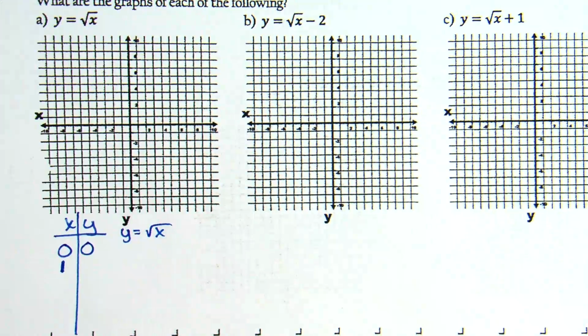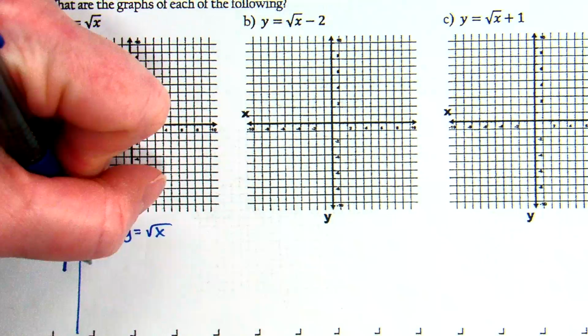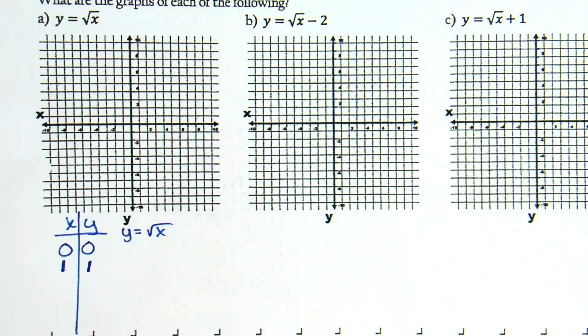I'll go with 1. What's the square root of 1? 1. What about 2? What's the square root of 2? 1.414 something, something, something. It's a decimal. Do we want to have to graph a decimal? No, we want these to be easy. So skip 2. What about 3? No. 4? Why would you pick 4? Square root of 4 is 2.